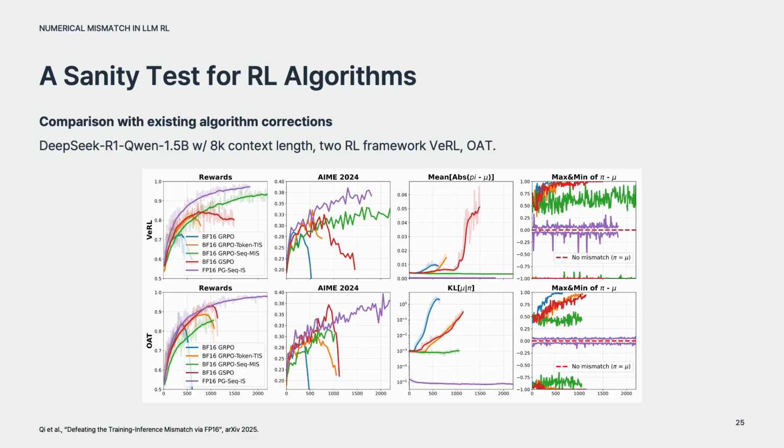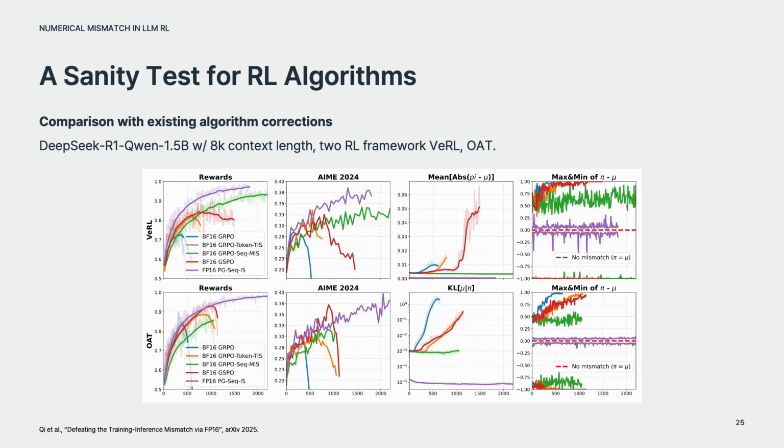The results show that GRPO and its correction variants trained with BF16 consistently underperform a simple correction based on FP16. In particular, the models trained with FP16 achieve higher rewards across both RL frameworks, and their accuracy is either higher or more stable, whereas other methods often collapse or perform worse.